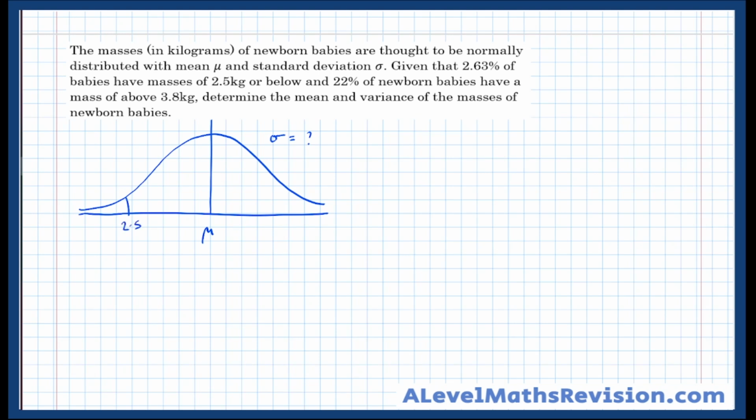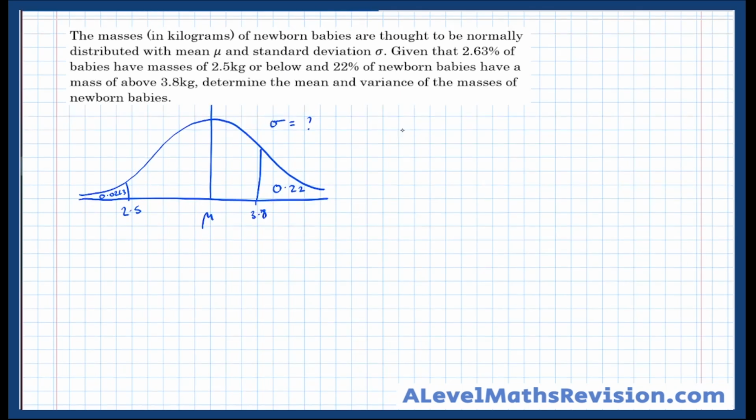So let's put our boundary there, 2.5 kilograms. And here, 0.0263 is the area there. 22% of newborn babies have a mass of above 3.8 kilograms. So let's put it roughly there, 3.8 and 22%, 0.22. So we're going to do exactly as we did in the previous examples. We're going to find the z value, but we're going to find it 2 different ways. First of all, algebraically. So we'll start with a 3.8. So z equals 3.8 minus mu over sigma.